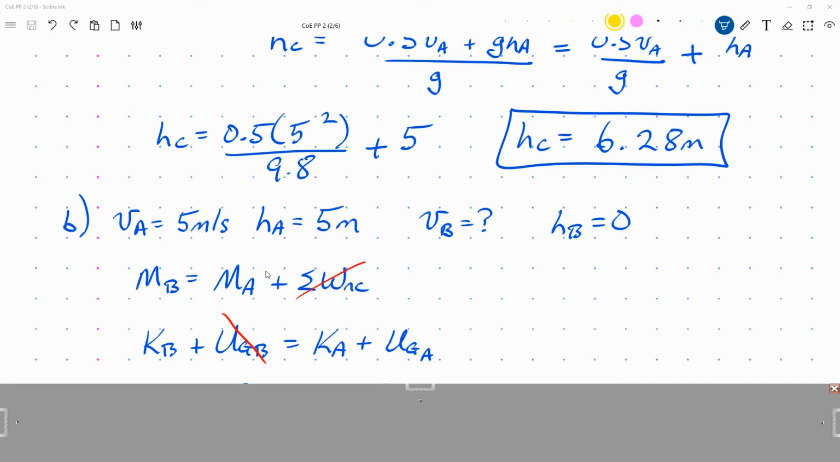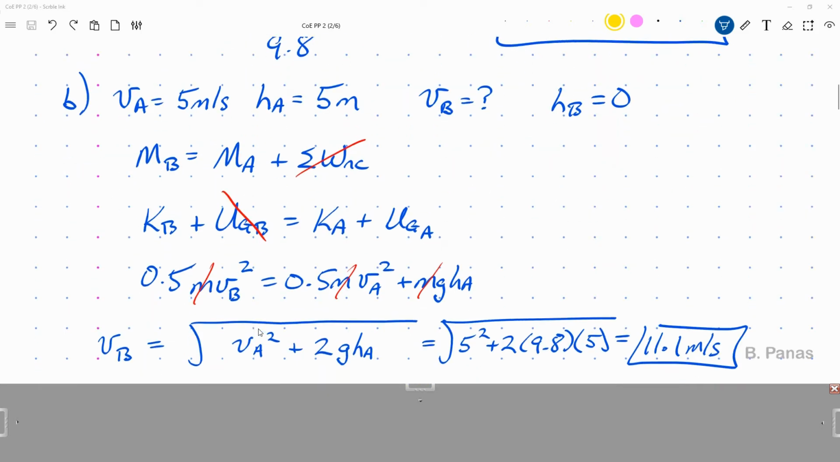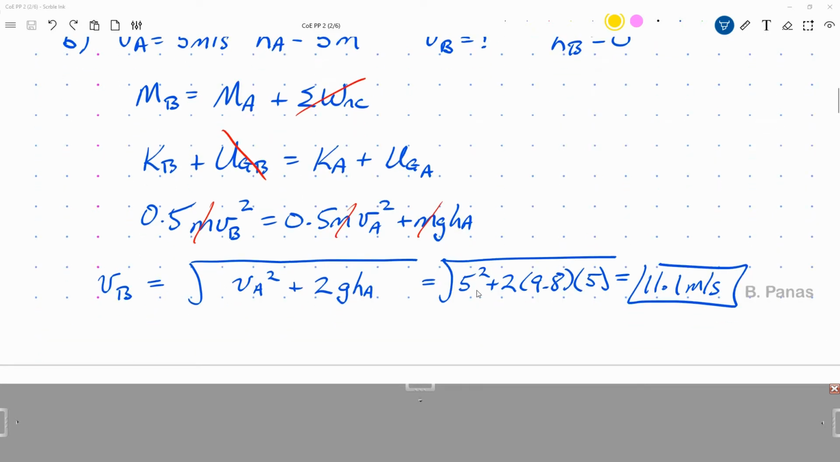So again, conservation of energy, comparing B to A, still no work being done. The kinetic at B plus the potential at B equal to the sum at A. Expanding each of those terms, m drops out again. Solve for the speed at point B to be 11.1 meters per second. So hopefully by now we're okay with this algebra and number crunching part. I'll gloss over that for today.